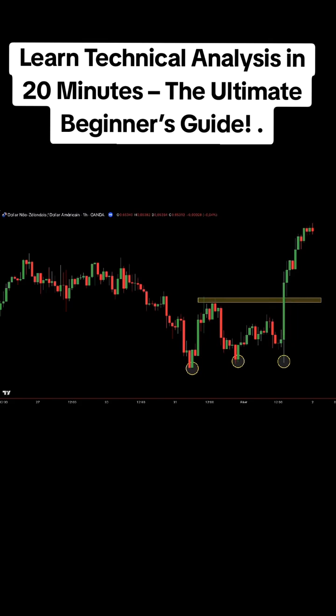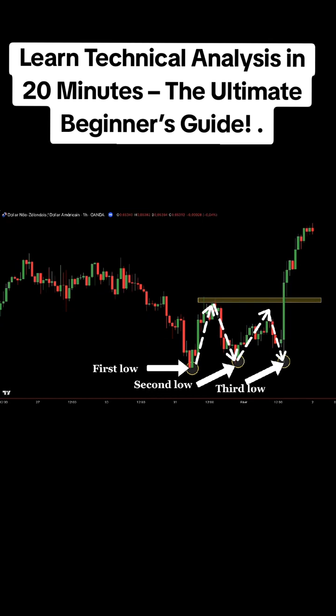A valid triple bottom consists of 4 key parts. First low, price moves down and hits a support level. Pullback, price bounces up but then comes back down for another test. Second low, price reaches the same support level but fails to break below. Third low, price makes one final attempt to break support but fails again, confirming buyer dominance.